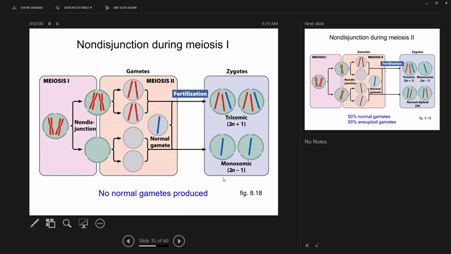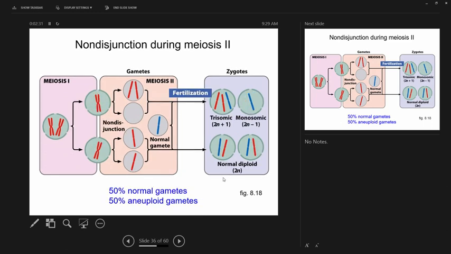It's really important here to remember that all we're showing is this one homologous pair out of all the chromosomes that are present. So these gametes would be normal and have one each of all of the other chromosomes that they're supposed to have, that have one complete haploid set. And these zygotes here would be diploid for everything except the one chromosome that we're talking about.